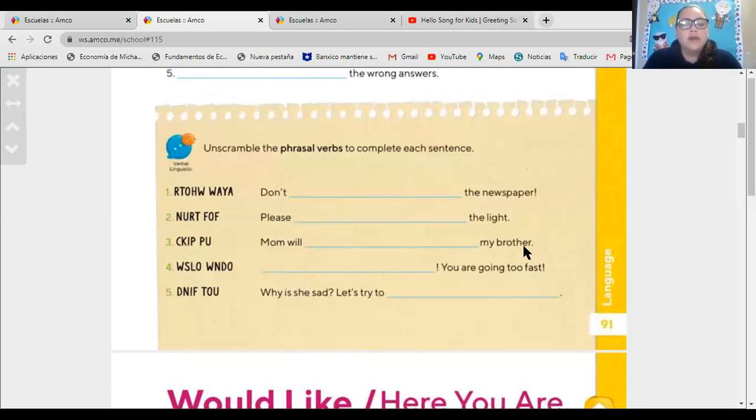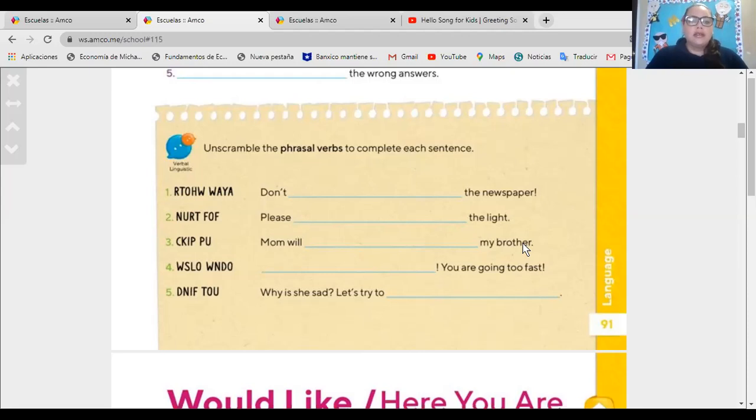Unscramble the phrasal verbs to complete each sentence. Okay, as you can see, we have some phrasal verbs scrambled on the left. So you're going to unscramble them, you're going to write them in their correct way. Then you are going to write them on their corresponding lines, okay? This exercise is very, very easy. But if you have any question or doubts, you can ask your parents to send me a message through Algebraic. Sorry, I got hiccups.